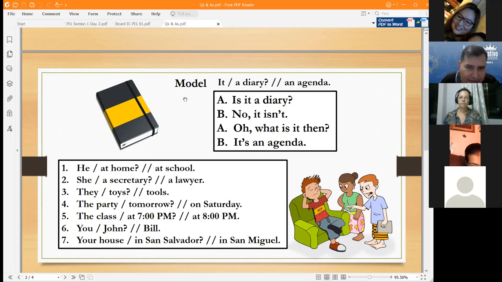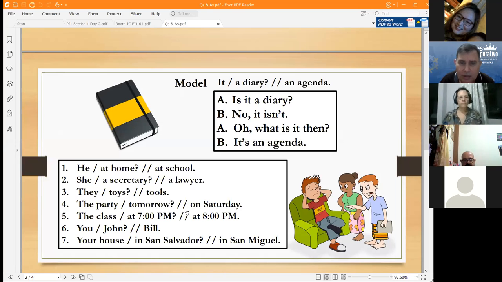Now we're going to practice with the models. Okay. If we have at home, so the question here is going to be where, right? If here is a secretary, the question is what's her job, right? And over here, number three. What's the question? We have toys. What are they? And in the party, when, right? When is the party?